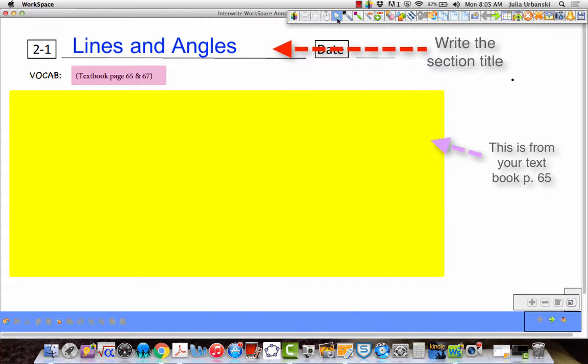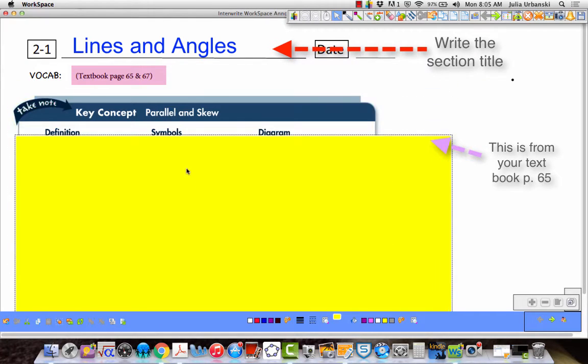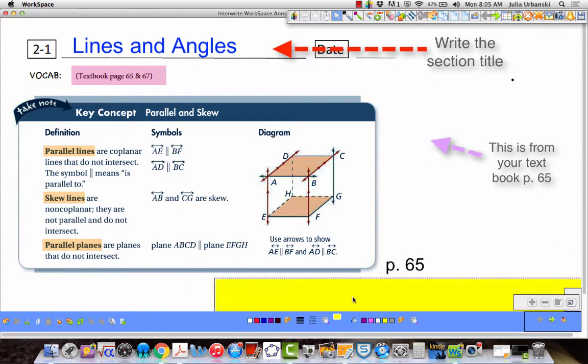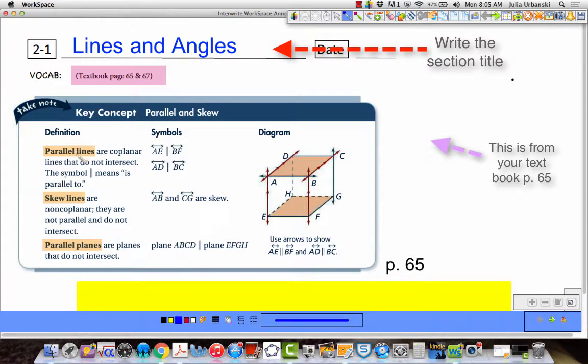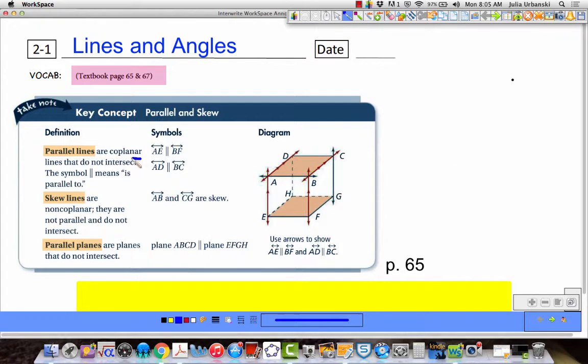So in the small blue pages, look at page 65, so you see this diagram right here. Okay? All right, now read it, I'll read it out loud, and you tell me what the most important word is to make lines parallel. Parallel lines are called planar lines that do not intersect. What do you think the main words are? Do not intersect, right? So you can underline or highlight or circle whatever you think is the key word.